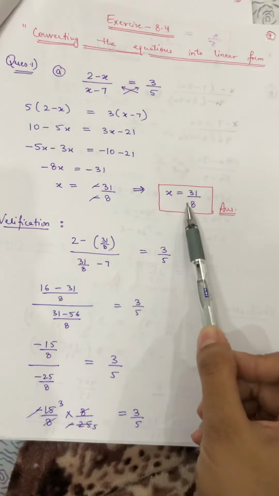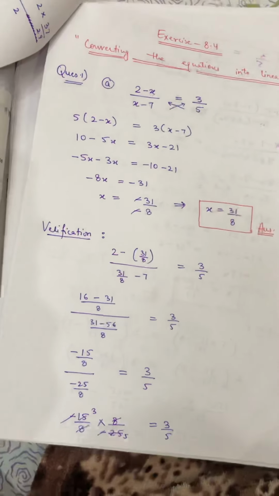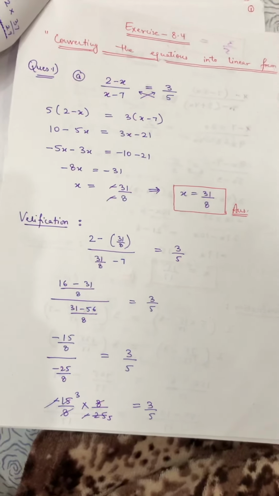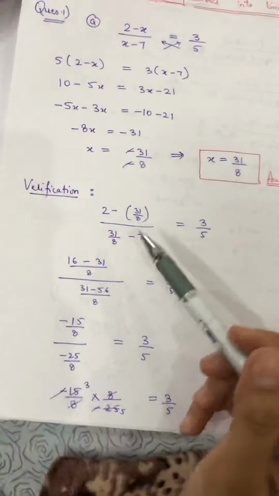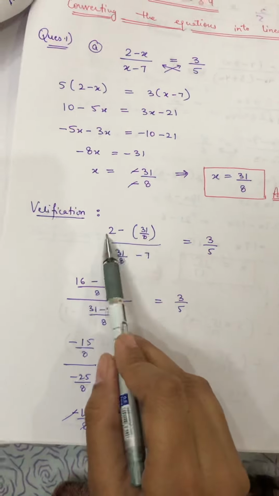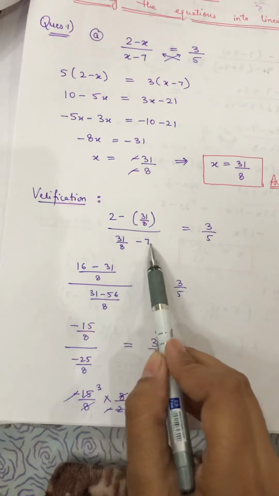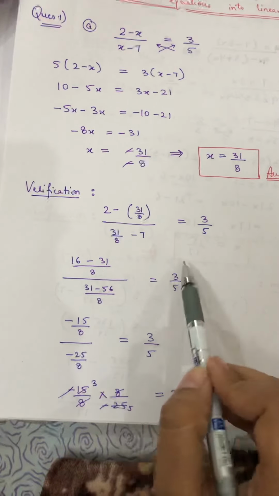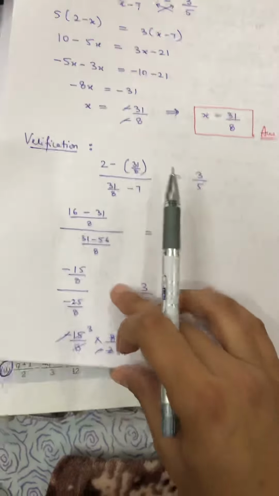Whatever the answer is, put this value in your question. Now, when you put the value of x here, first of all, take the LCM. The LCM will be 16 minus 31 upon 8. Here the LCM will be equal to 31 minus 56 upon 8 is equal to 3 upon 5. Solve the numerator and denominator. Now, both are coming in fractions.